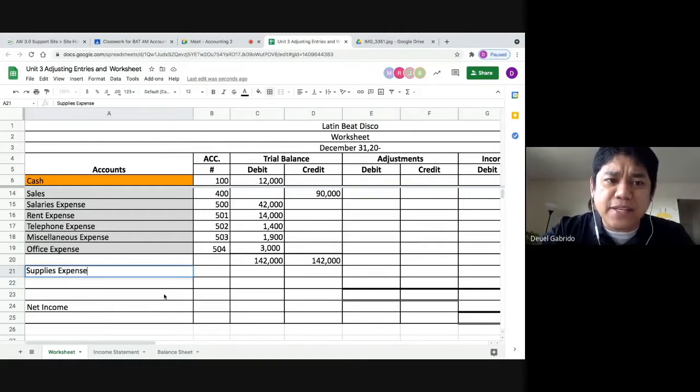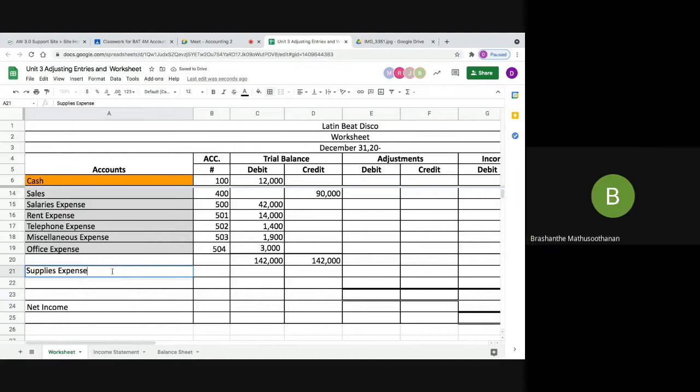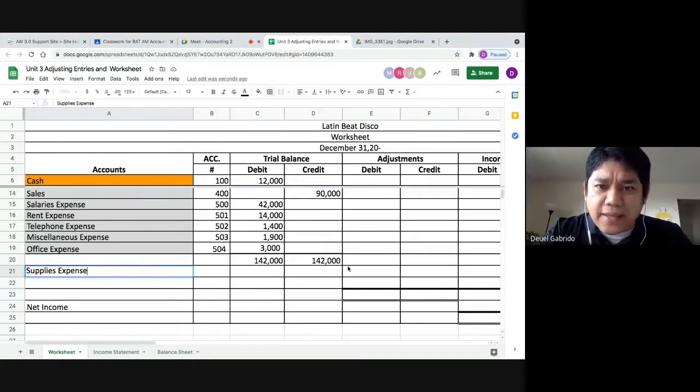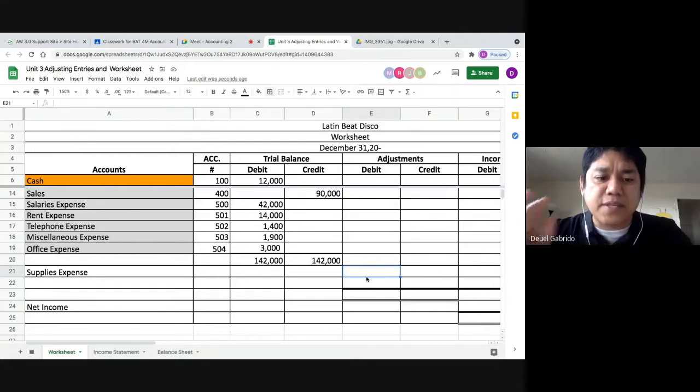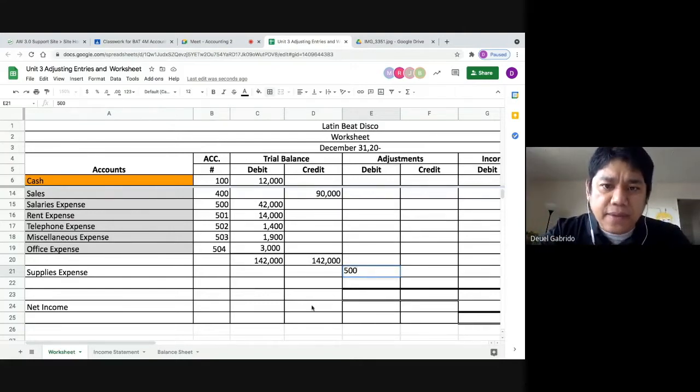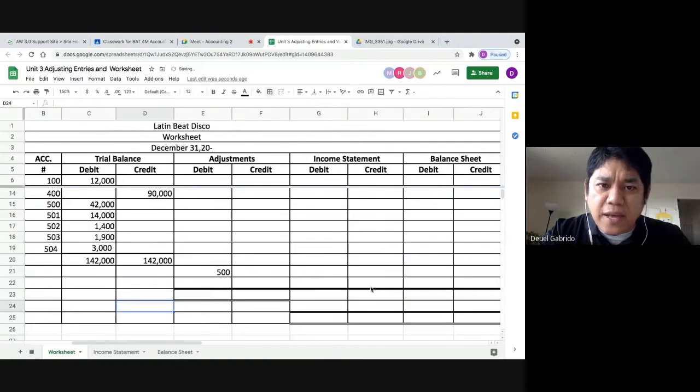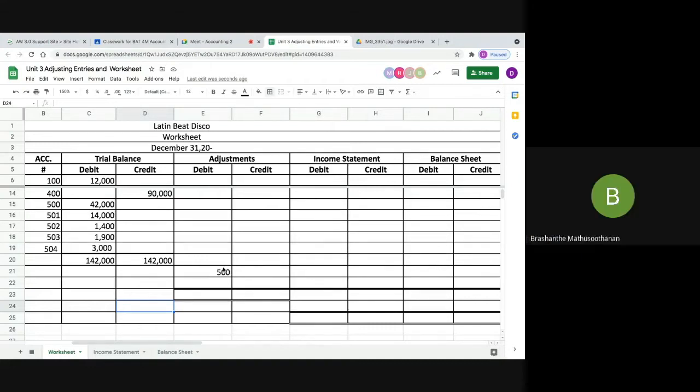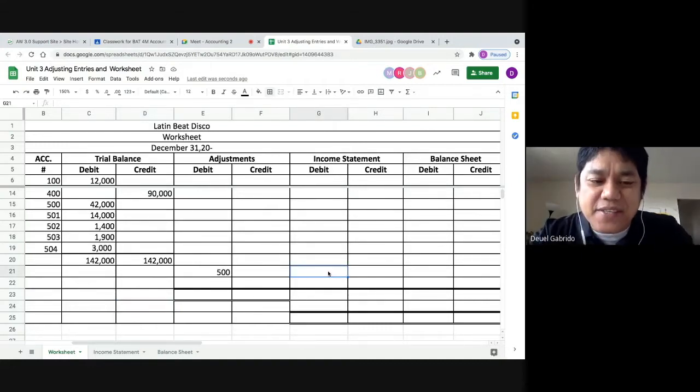How much is the supplies expense? How much have we used? 500. Okay, so 500. We will put that here in the adjustments in the debit, because expense is always debit. 500. And then we will also copy that where? Income statement or balance sheet? Income statement, of course, because expense is part of the income statement, debit also.